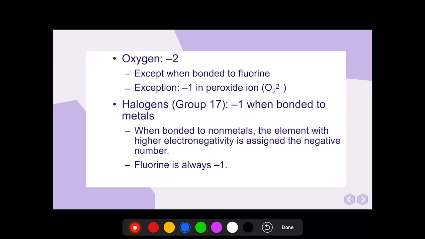There is another exception, and you need to memorize this exception. It's mentioned at the bottom, page 191. It's where you have the O2 2 negative. Okay, this is called a peroxide ion. The oxidation number of oxygen, if it's a peroxide ion, the O2 2 negative, is going to be negative 1. That's just an exception to the oxygen rule, but it's an exception that you have to know.